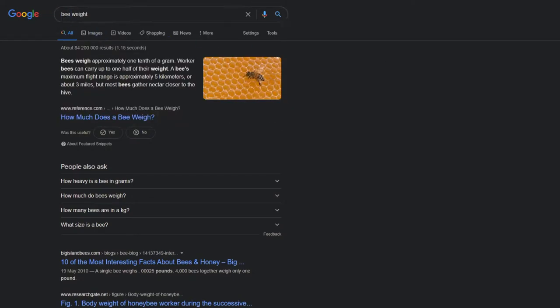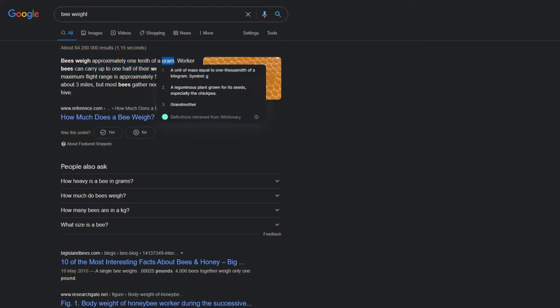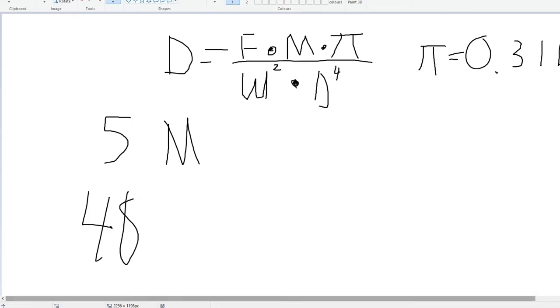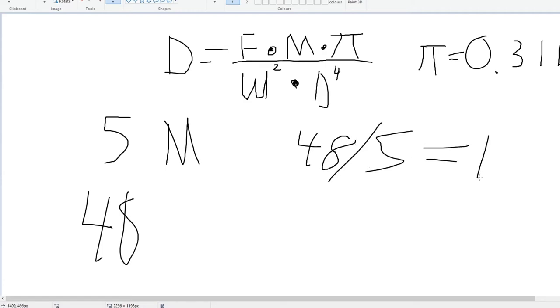Okay, so I'm gonna look here. How much does a bee weigh? Bee weigh approximately 1/10 of a gram and 5 kilometers. So basically, it weighs 5.5, this is how much it weighs, and that's m, mass. When we do this calculation here, we get 48. I calculated that in my calculator. Yeah. So when we divide this, we get 45 divided by 5, and that's 10, and that's much more over 1.